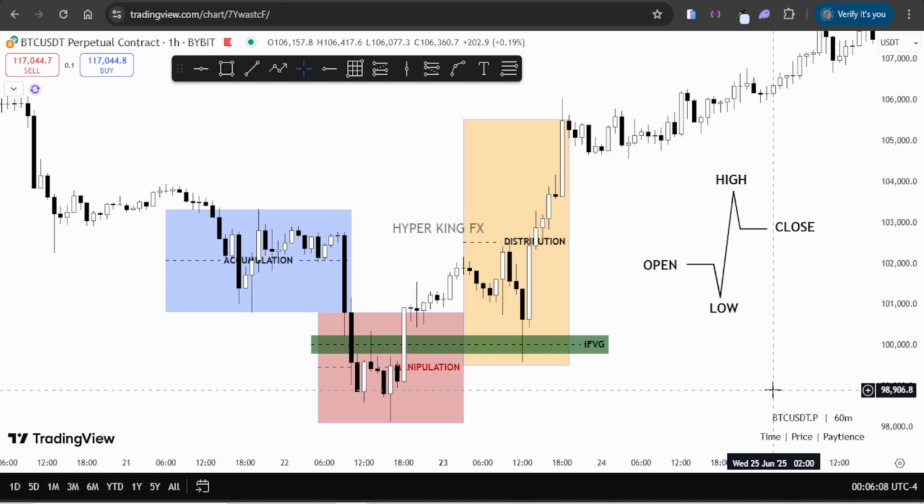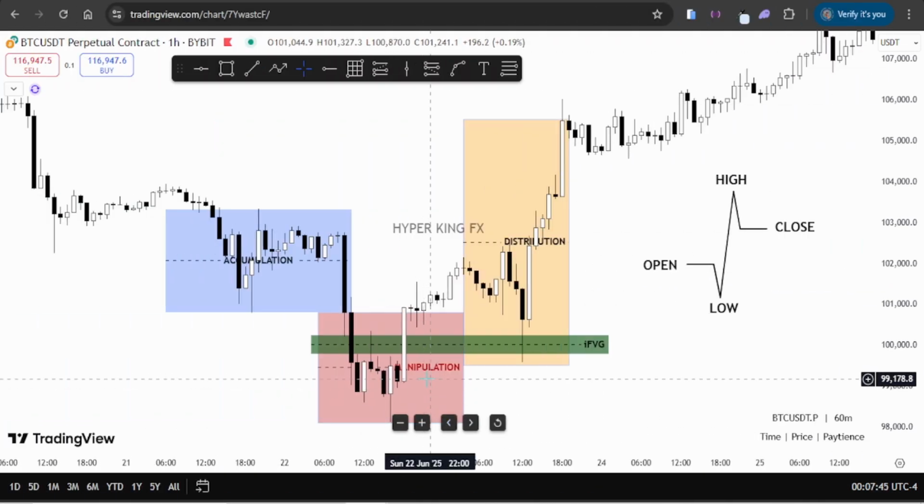Accumulation. This is where smart money quietly builds positions. The market moves sideways during the accumulation phase. Retail traders are confused or bored during the accumulation because volume is low. But behind the scenes, large players are accumulating without moving price much. That is why price appears to be in a range.